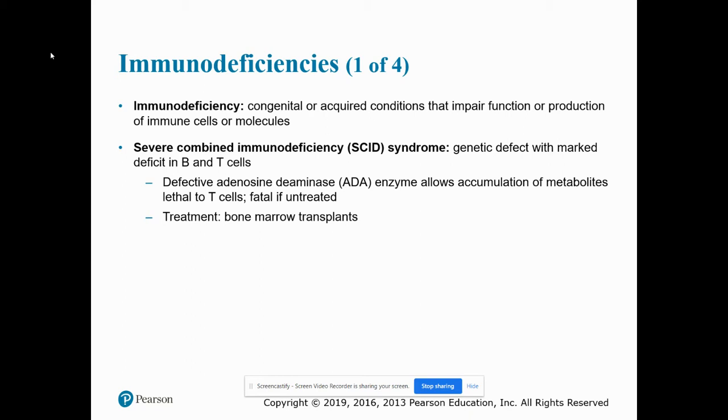One example of an immunodeficiency is severe combined immunodeficiency syndrome. This is a genetic defect where the person has a deficit in B cells and T cells. It's caused by a defective adenosine deaminase enzyme, which allows the accumulation of some metabolites that are lethal to T cells. It's fatal if untreated, and treatment is bone marrow transplants.